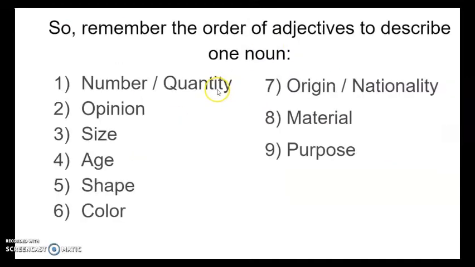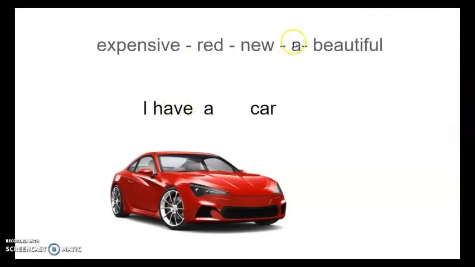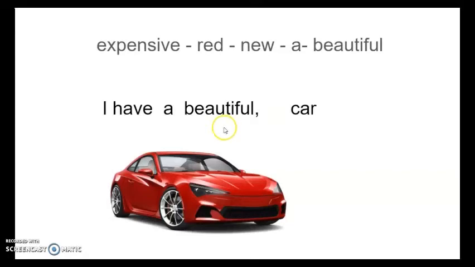Okay, as we said, first is the number or quantity. So we said "a" is an adjective of quantity. So we say, I have a car. The next one is the adjectives of opinion. In this case, the adjective of opinion could be beautiful. So, I have a beautiful.